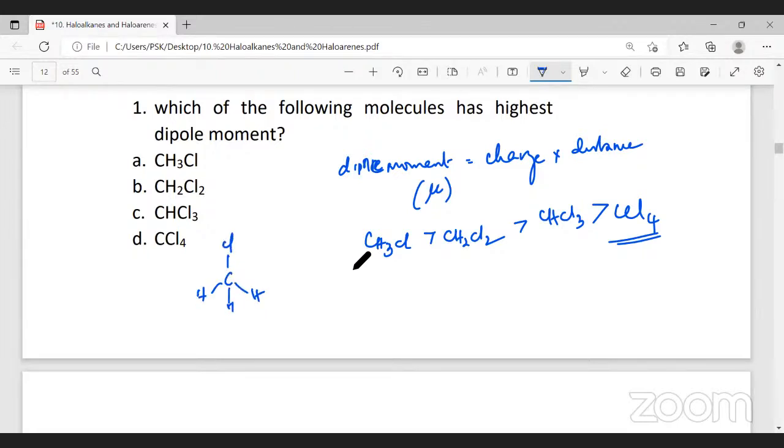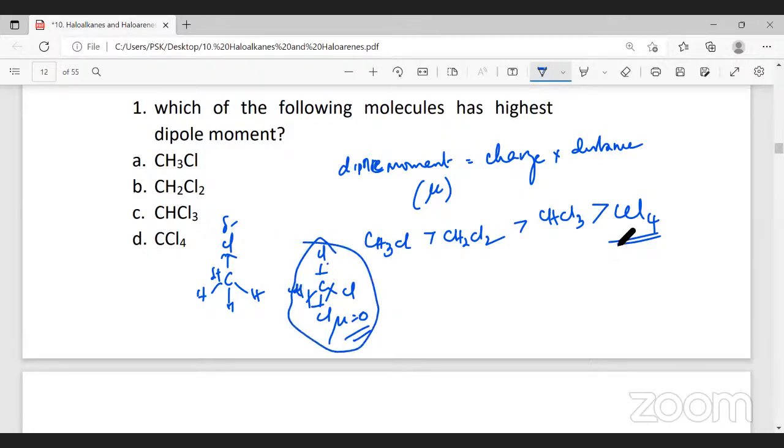Now, if you observe chloromethane, since chlorine is more electronegative, the charge difference will be more between carbon and hydrogen. But when we take carbon tetrachloride, all four corners of the tetrahedron have chlorine. The dipole moment will be cancelled. This will get cancelled here and this will get cancelled here. So the dipole moment will be almost zero for carbon tetrachloride, CCl4.